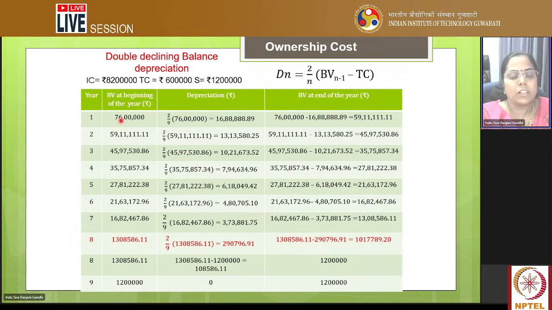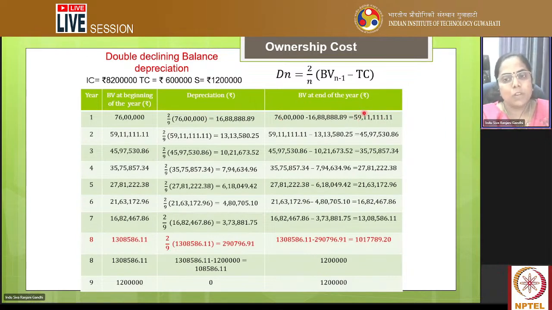Here we can clearly see how the book value is estimated. For the first year, at the beginning of the year, you can see the book value is 76 lakhs. How did we derive this? Your initial cost of the machine is 82 lakh, tire cost is 6 lakh. So 82 lakh minus 6 lakh gives you 76 lakh. That is the book value at the beginning of the year. Now you calculate the depreciation. Here I have adopted the double declining balance method to calculate the depreciation for that particular year. Then subtract the depreciation from the book value at the beginning of the year, and you will get the book value at the end of the year.